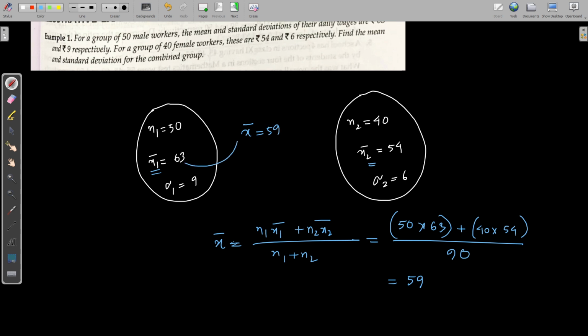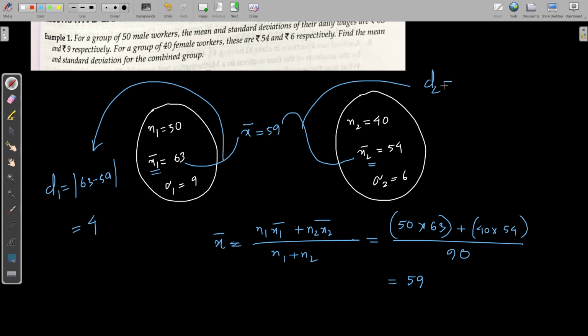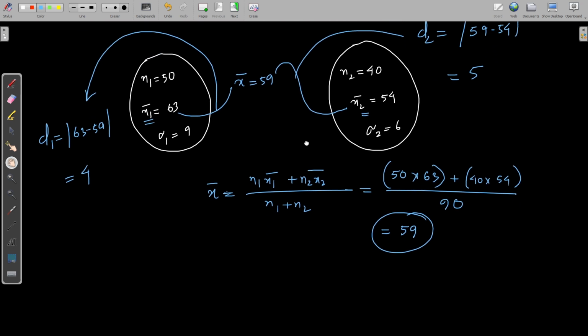Now, can you tell me what will be D1? D1 will be the difference between these two. So, D1 will be modulus of 63 minus 59, which is 4. D2 will be the difference between this mean and the combined mean. So, D2 will be 59 minus 54, that is 5. So we got a combined mean. Now we need to calculate our combined variance.